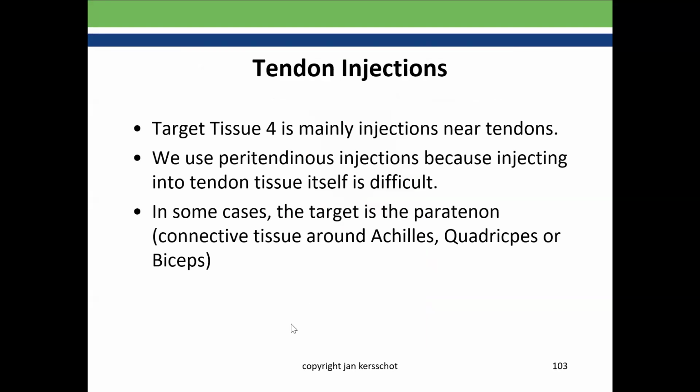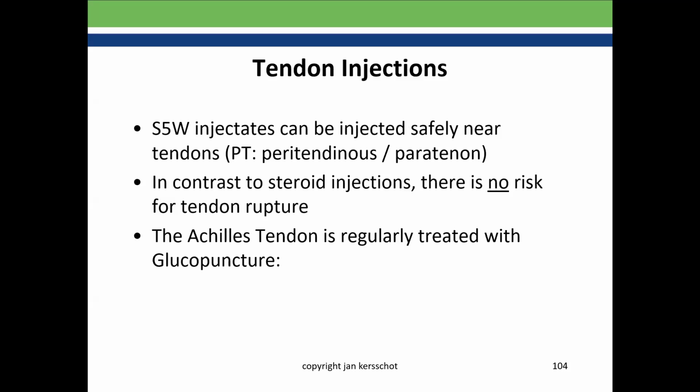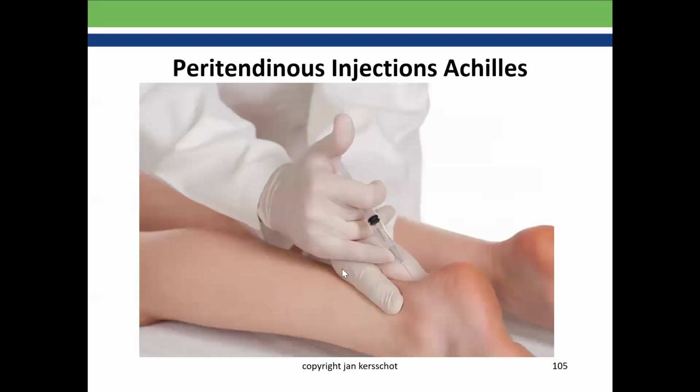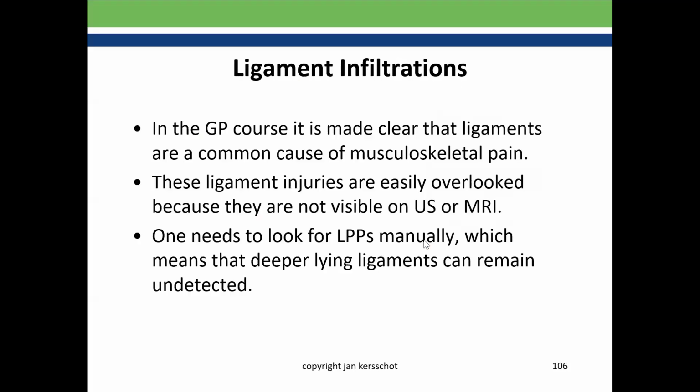The next layer are the tendon injections. This is also typical for glucopuncture. You don't find that in the PIT, for example. And we don't inject into the tendon. We inject very close to the tendon. And the major one is, of course, the Achilles tendon, but you can also use it on other tendons, right? And in contrast to steroid injections, there is absolutely no risk for tendon rupture. We call them more peritendinous injections for Achilles, for example.